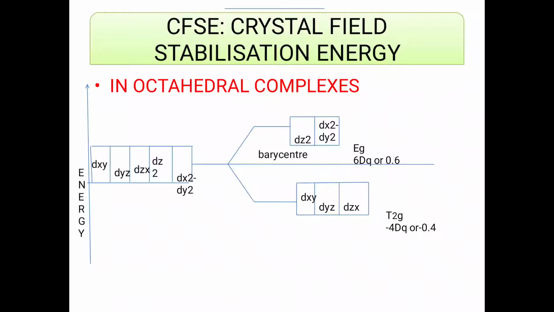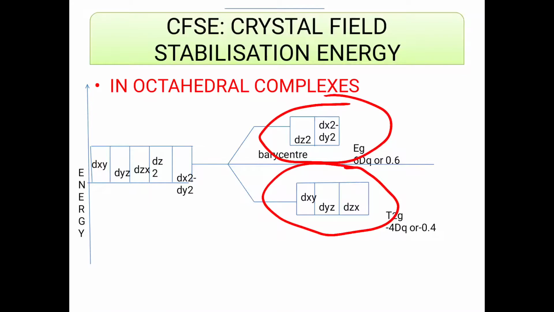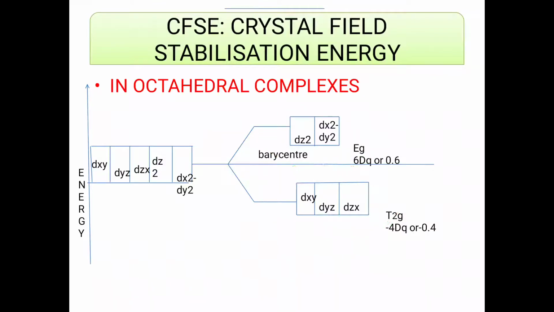So these, that is dxy, dyz and dzx, they stabilize down, whereas dz square and dx square minus y square, they go on top. Then we need to also keep in mind these down ones are labeled as T2g, the above ones are labeled as Eg, and this is the Dq value. For the above one it is 6 Dq, for the below one it is minus 4 Dq. Also you may write it as 0.4 delta. Let's study further.